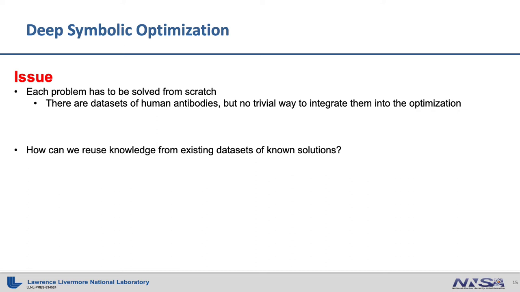However, there is an issue related to that. For any single pathogen that we want to develop an antibody for, or in general, each new specific symbolic optimization task that we have to solve, we have to solve the problem from scratch. There are data sets of human antibodies and how they look, but it's not trivial to integrate them into the optimization, because the data sets tell us how the antibodies usually look, but they don't tell us how good they are for neutralizing a specific pathogen. So how can we leverage this knowledge from those data sets to help our optimization problem?